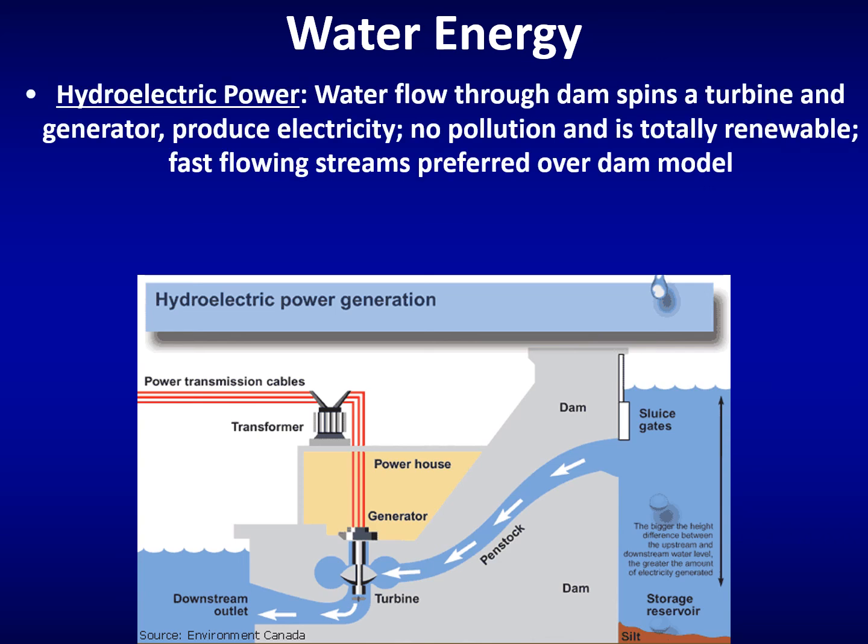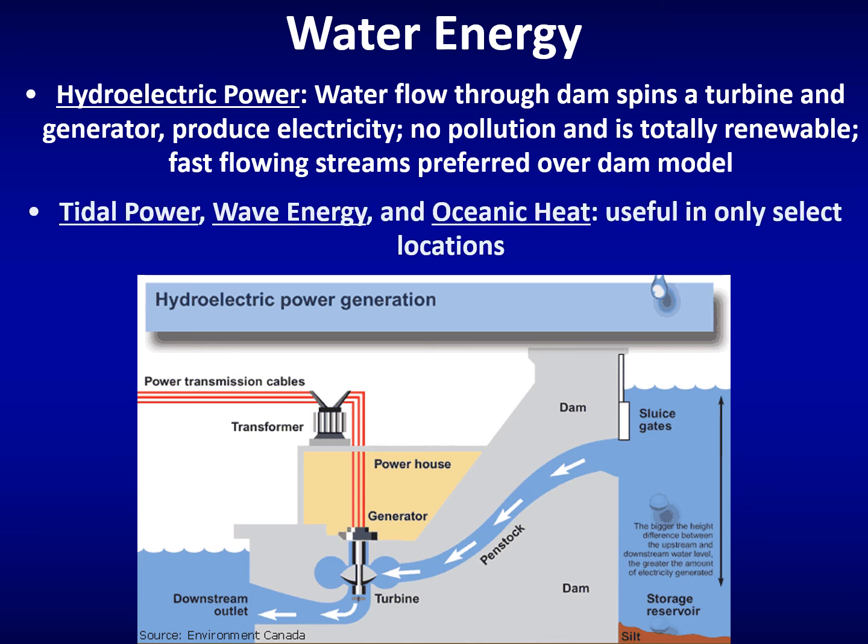Hydroelectric power is another source of energy that is pretty clean and useful. Essentially, you build a dam across a river, build up a high amount of water on one side, and let that water go through a small area to produce movement of a turbine, which creates electricity. This is a very good sort of model. Fast flowing streams are preferred over the dam model, but nonetheless, if you turn a turbine, you're going to produce energy. Tidal power, wave energy, and oceanic heat also produce motion that can be utilized to turn turbines to produce energy, but these are only useful in select locations wherever you have coastlines.